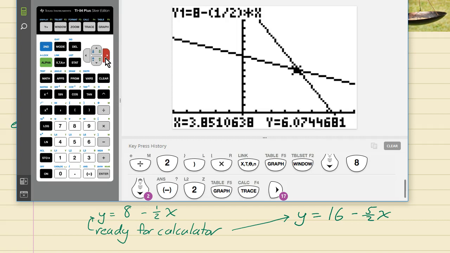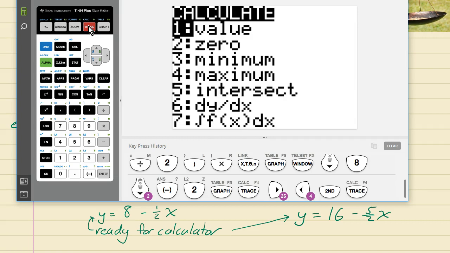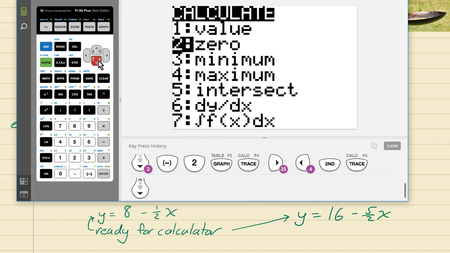because what if the exact intersection point isn't right on one of these pixels? You're kind of going over by 1 pixel each time. So that's not very precise all the time. The best way to do it is as follows. You see the calc menu here up above trace. So I'm going to hit second and trace to get that calc menu up. And we want to find the intersection of 2 lines.